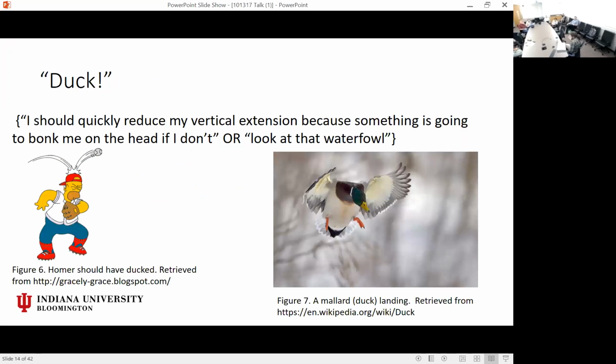So if somebody says "duck," the meaning field could be, I should quickly reduce my vertical extension because something is going to bonk me on the head if I don't, or look at that waterfowl. Right? If the person to whom "duck" is directed cannot immediately discern the intended meaning, they must disambiguate the speech act, which takes work. We might then conclude that an ambiguous statement would have more elements in its meaning field than a disambiguated counterpart. Which means that the cognitive load associated with interpreting a speech act should be positively correlated with the number of elements in the meaning field.